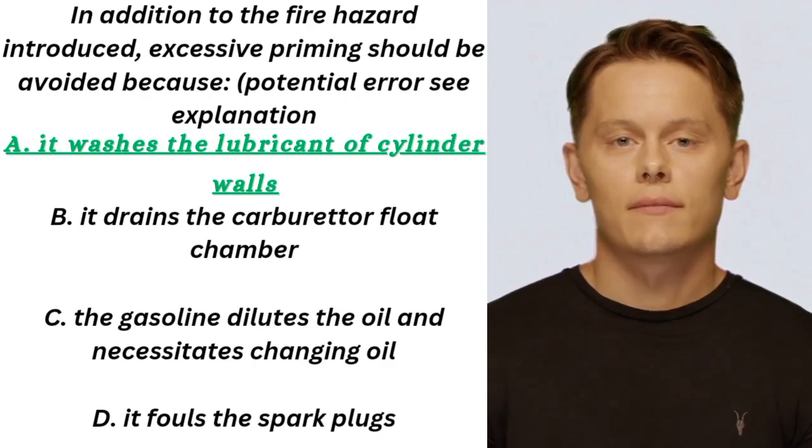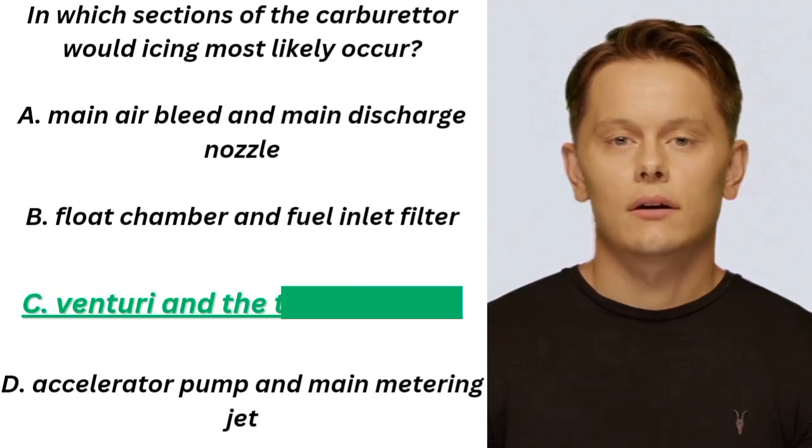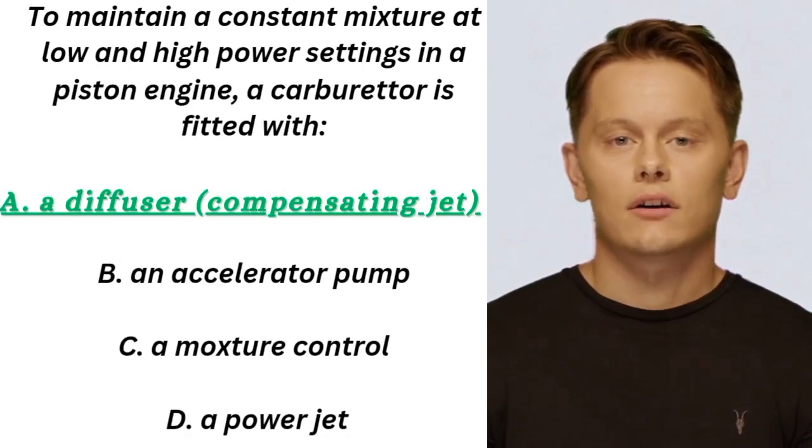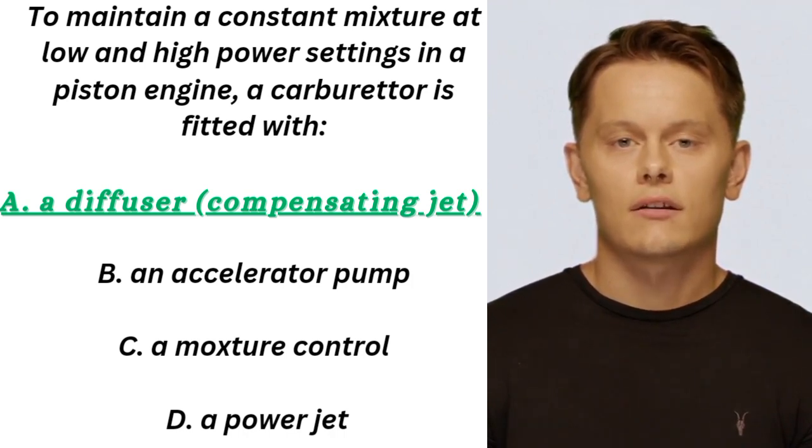Question 52. In addition to the fire hazard introduced, excessive priming should be avoided because. The answer is A. It washes the lubricant off cylinder walls. Question 53. In which sections of the carburetor would icing most likely occur? The answer is A. Venturi and the throttle valve. Question 54. To maintain a constant mixture at low and high power settings in a piston engine, a carburetor is fitted with. The answer is A.